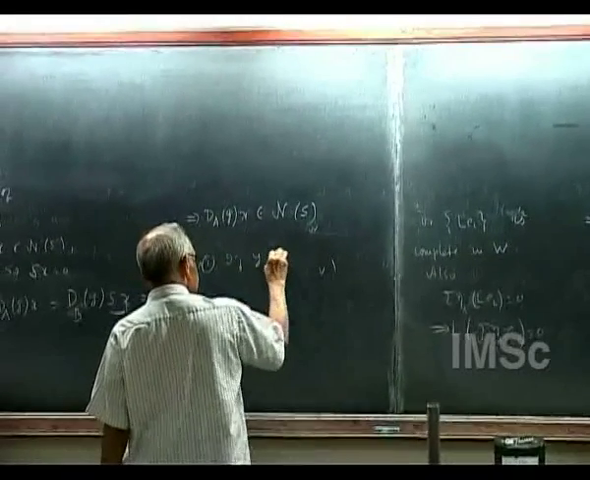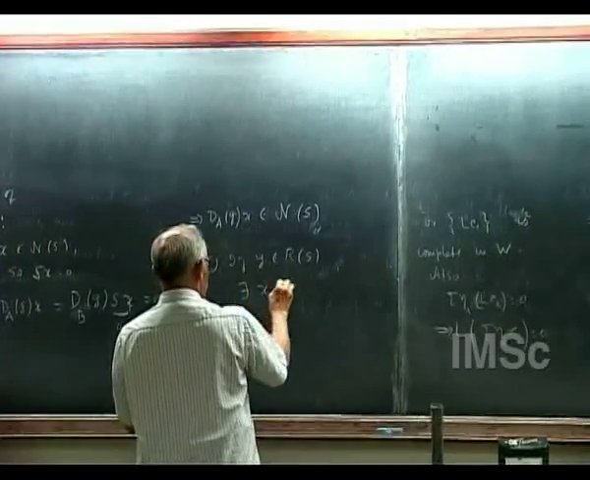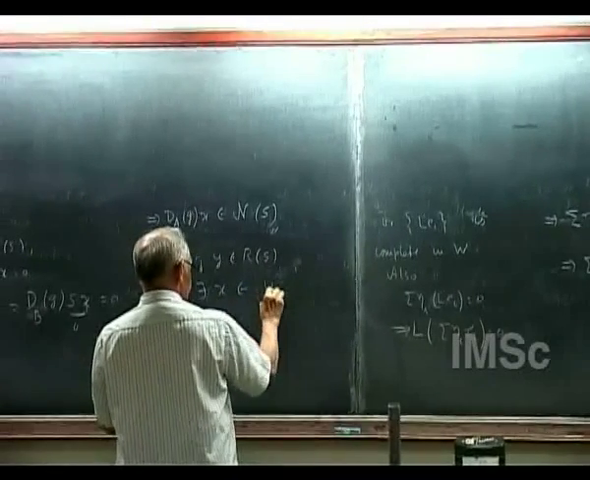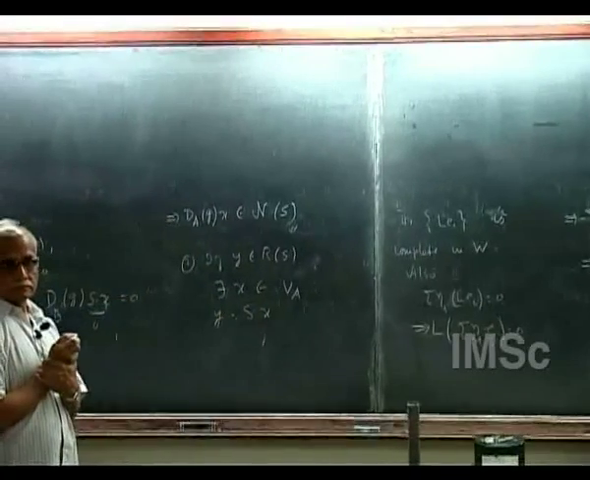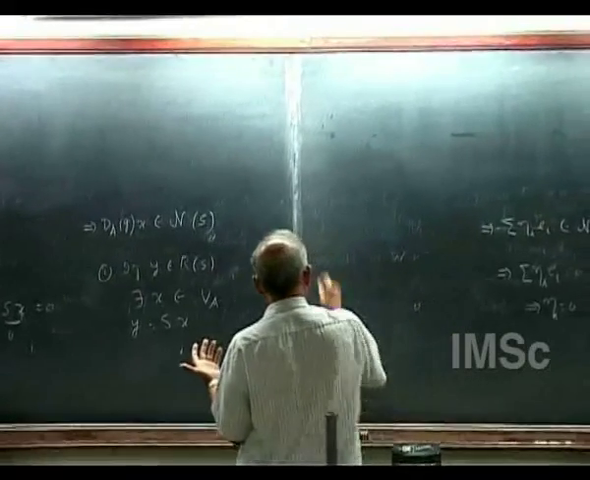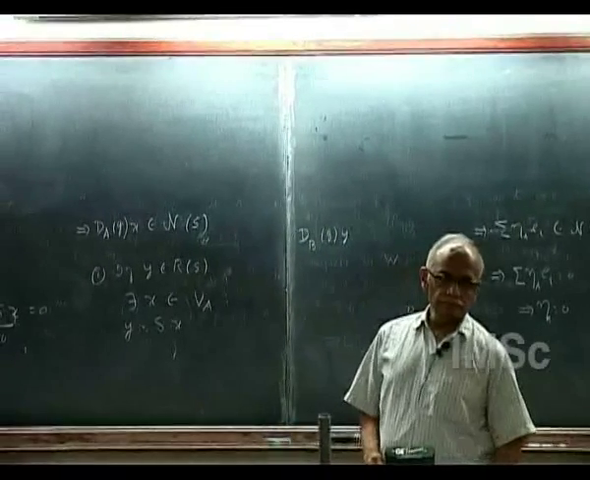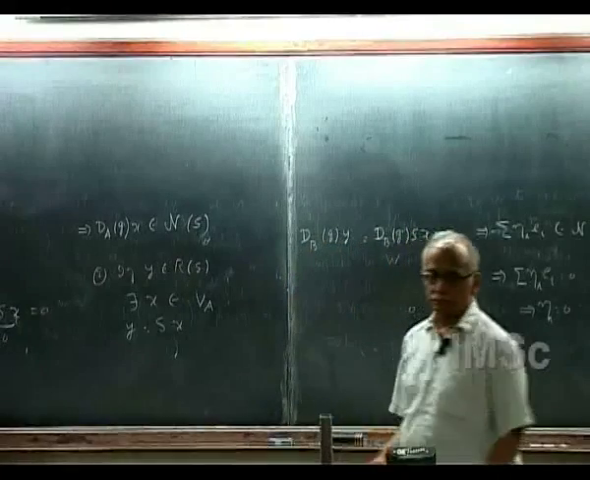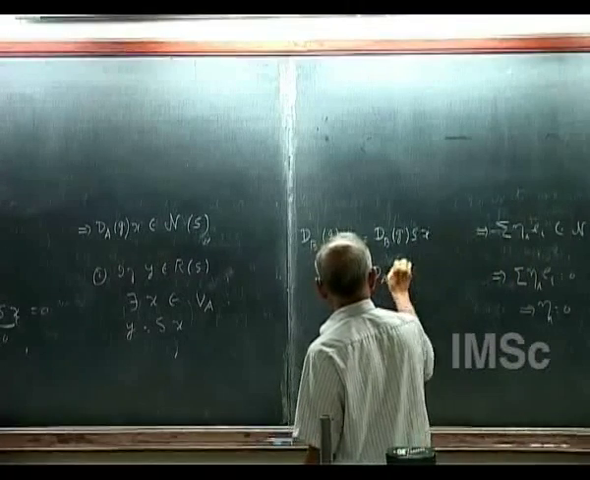Okay. If y is in the range of S, there exists some vector x in the original vector space V_A such that y is equal to Sx. Now, I want to show that the range is invariant. So, I look at D_B(g) on y, the idea is the same, it is D_B(g) S x, but this beautiful intertwining property lets me shift around: S D_A(g) x.